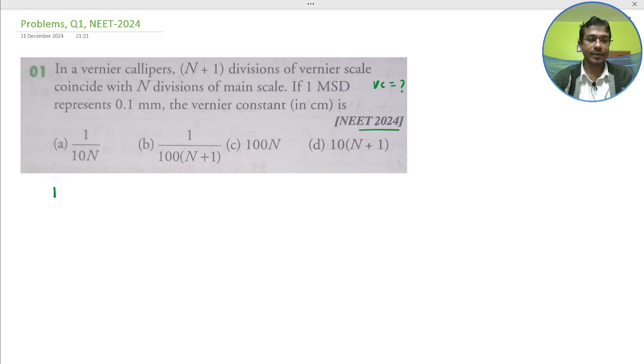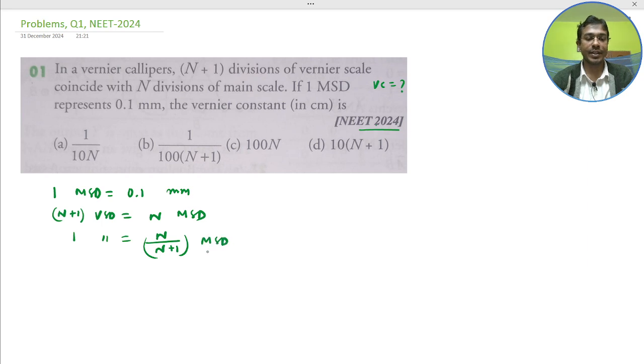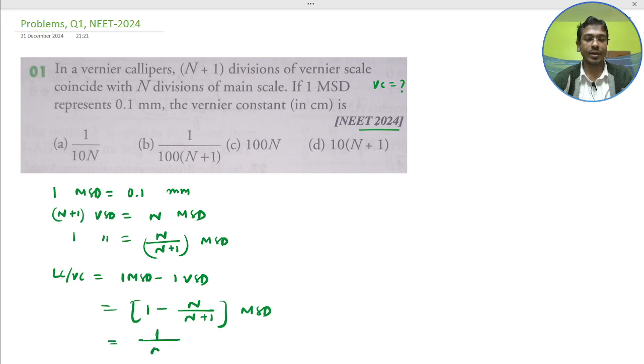So here that 1 MSD we just discussed in our chapter summary, this is 1 millimeter. So n plus 1 VSD would be n MSD. That 1 VSD is n divided by n plus 1 MSD. So least count or Vernier constant would become 1 MSD minus 1 VSD. Just put this value: 1 minus n divided by n plus 1. This is MSD. So it would become 1 by n plus 1 MSD.